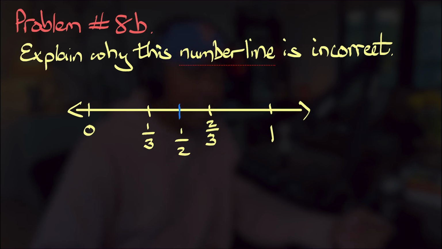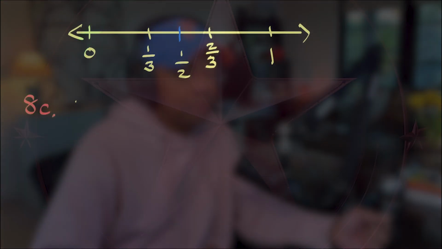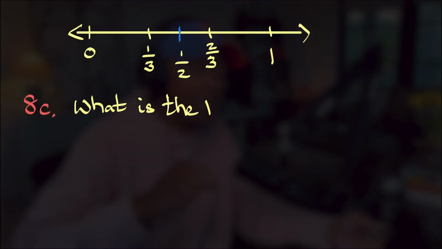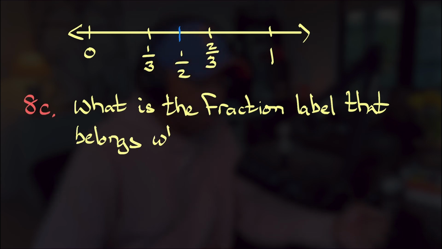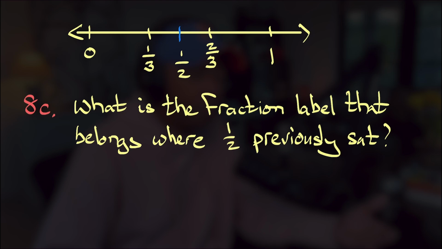The last question asks me, what is the fraction that used to be in the place where the 1/2 was, in front of the 1/3, where it previously sat? So what I'm going to do is make equal parts. I see that there are 6 equal parts. I'm going to label my number line with the 6, and 1/6 is exactly where the 1/2 was first.